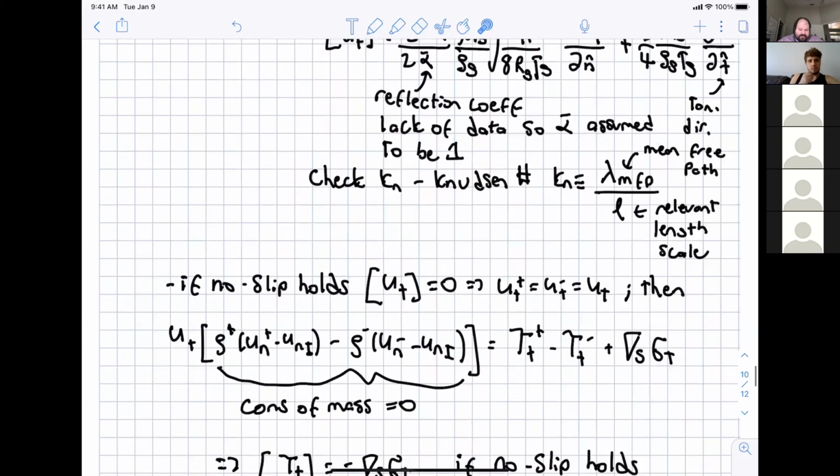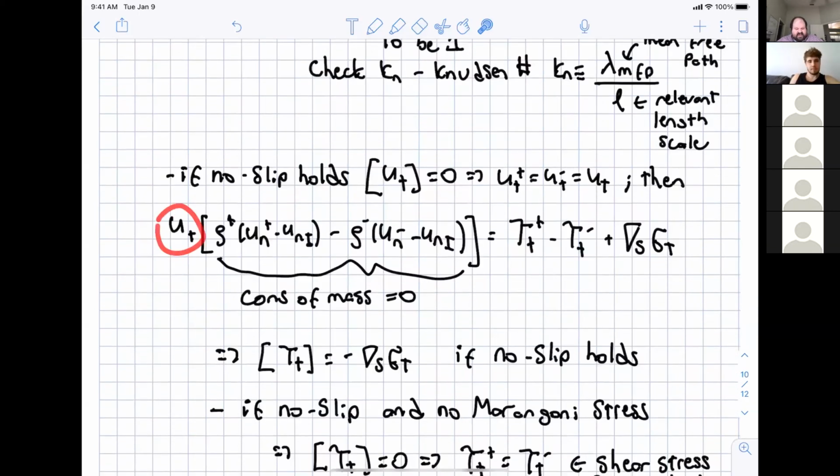So I'm going to do that. If I factor out that tangential velocity and collect these two terms here, this is our generalized conservation of mass, which is equal to 0. So this whole term goes bye-bye. We don't need to worry about it.